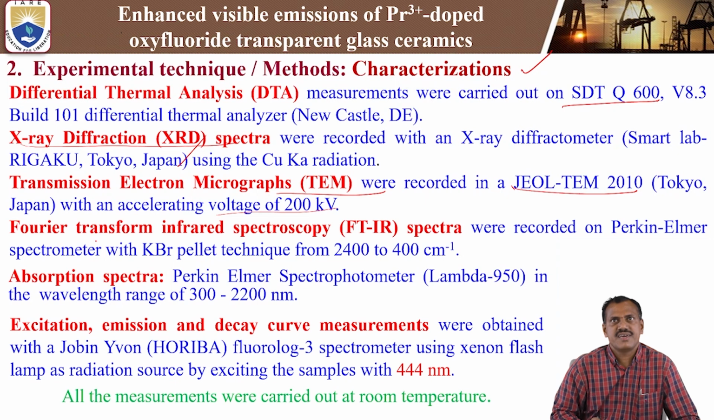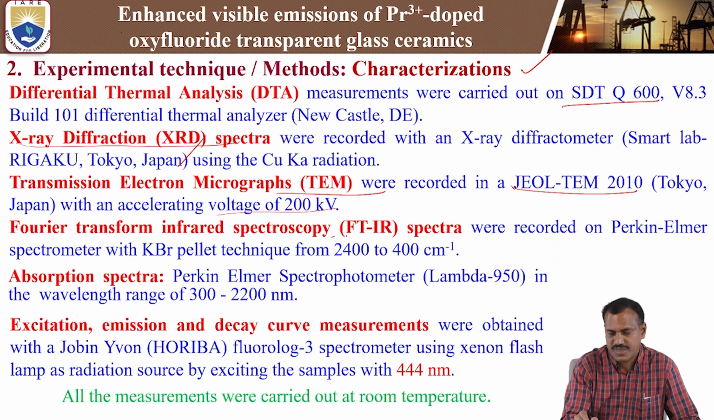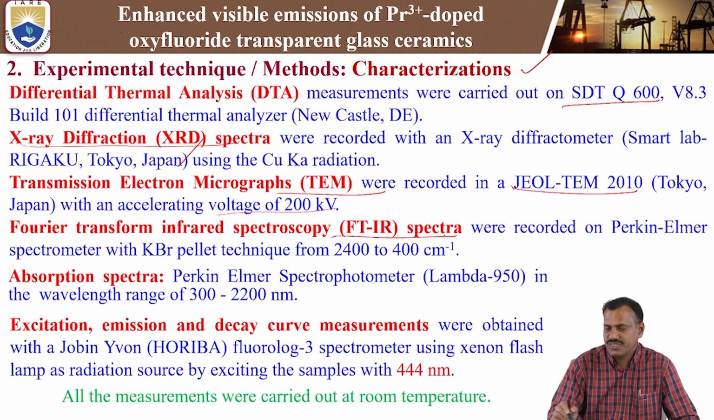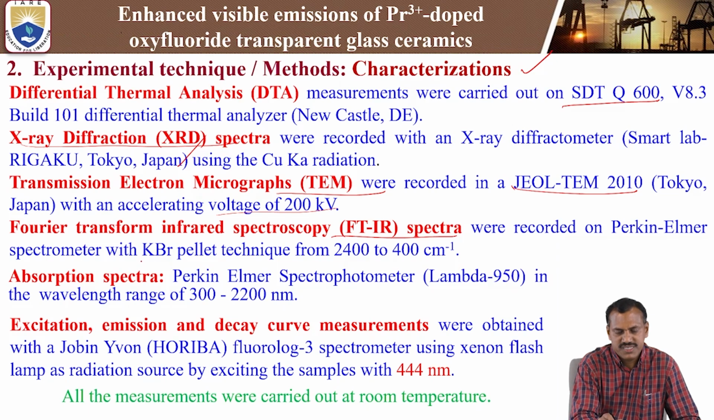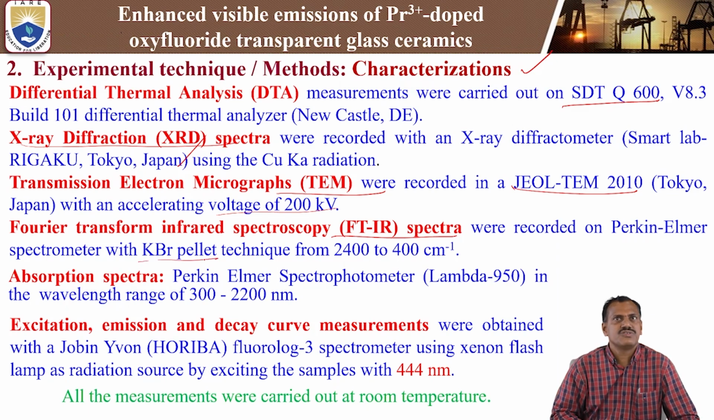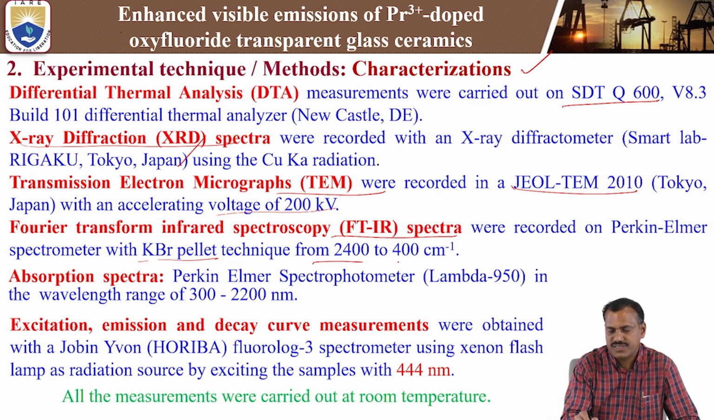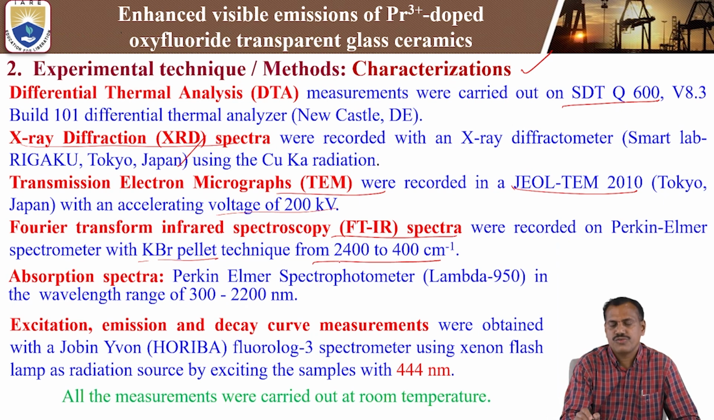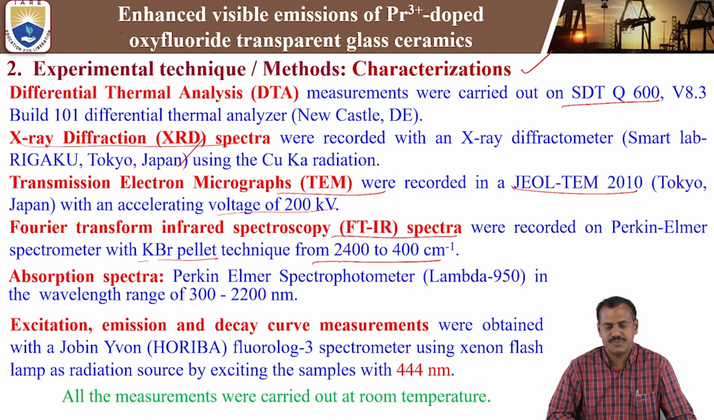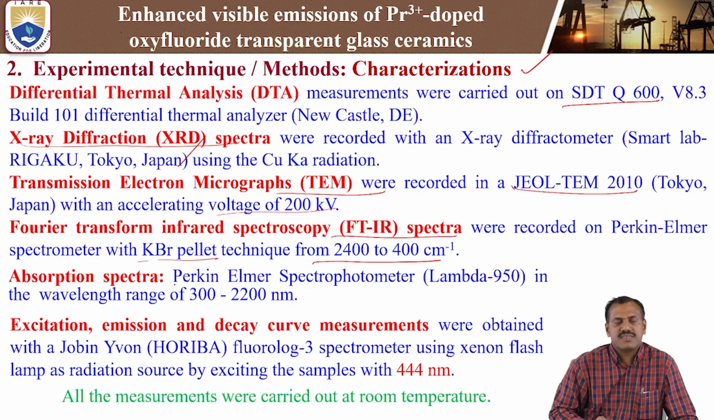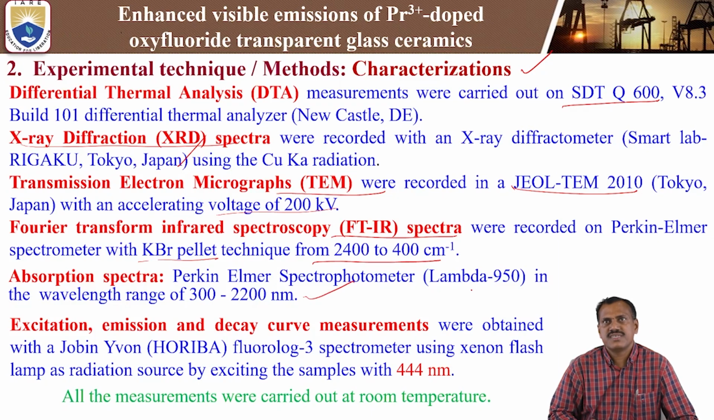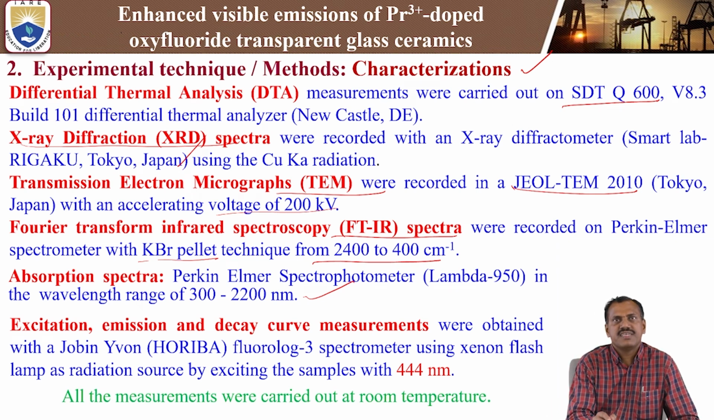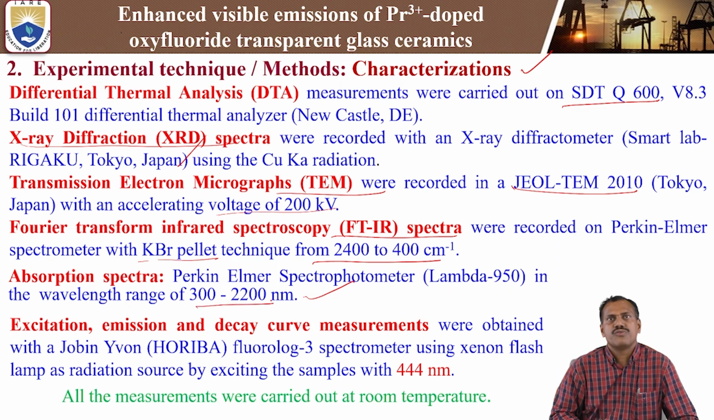Next, FTIR, that is Fourier transform infrared spectroscopy. FTIR spectra were recorded using the spectrometer with the potassium bromide pellet technique, scanning the spectral range from 400 to 2400 centimeters inverse, so we can cover the FTIR spectra. Next, absorption spectra. The absorption spectra were also recorded using a spectrometer, model Lambda 950, with a wavelength range from 300 nanometers to 2200 nanometers.